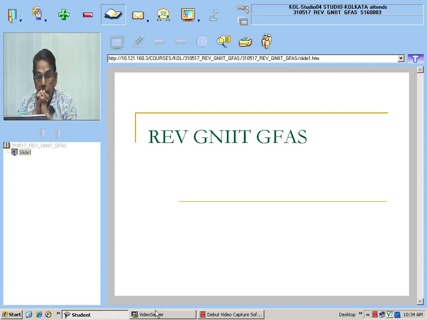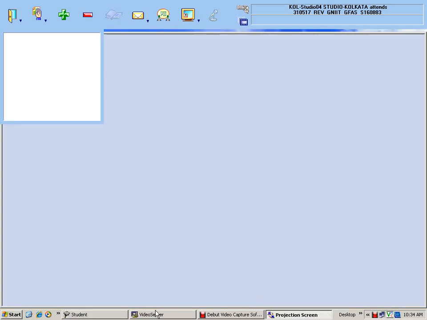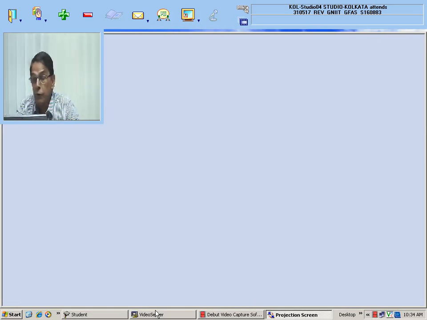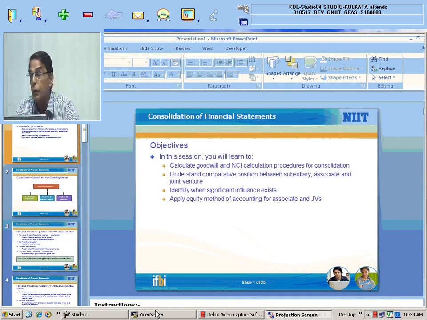So in this section, we'll be going into a little more detail, having had an overview and understood the key concepts. We'll go into more detail regarding consolidation of financial statements. We'll see how computation of goodwill and non-controlling interest calculation are carried out in the procedure for consolidation. We'll try to understand the comparative position between subsidiary, associate and joint venture. Identify where significant influence exists and apply the equity method of accounting for investment in associates and joint ventures.